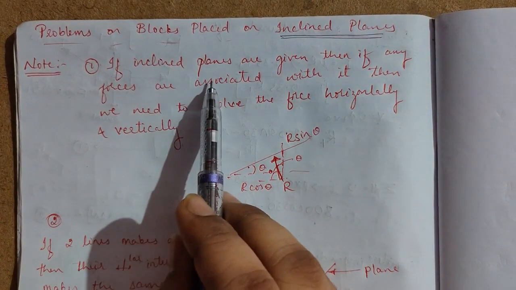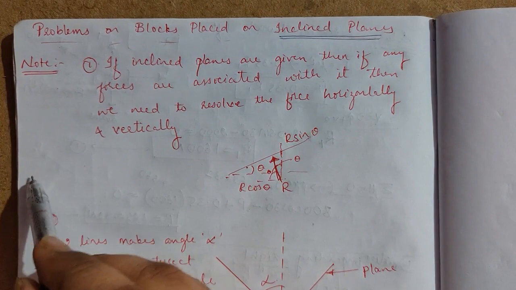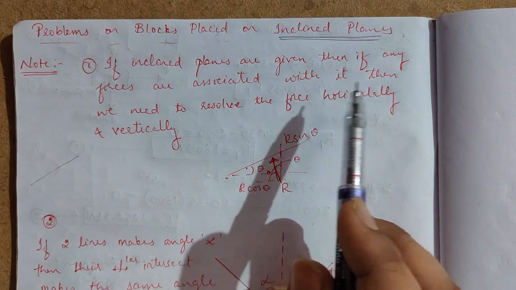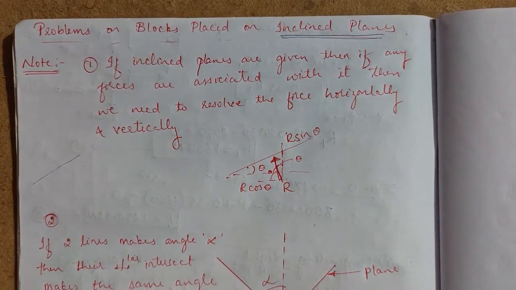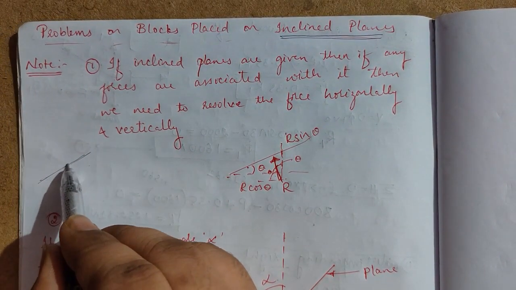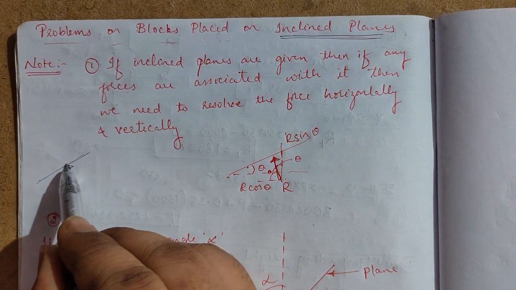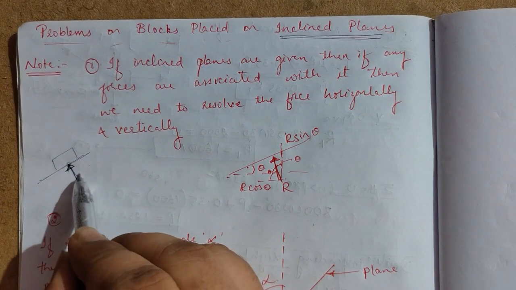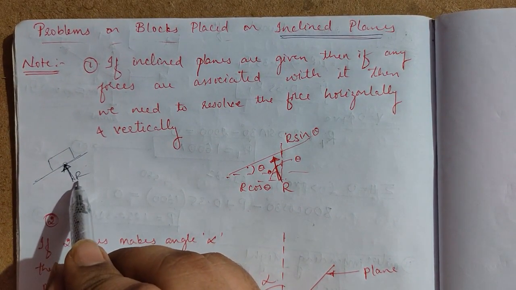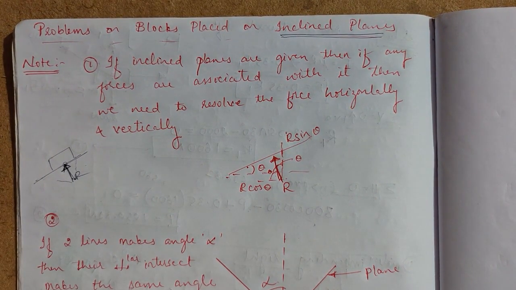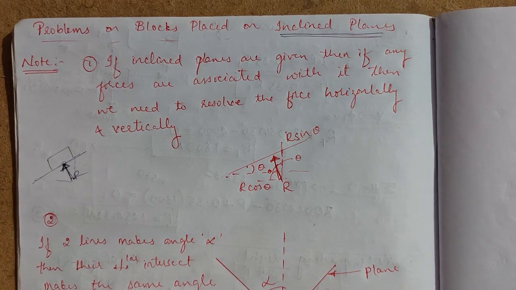If inclined planes are given, then if any forces are associated with it, we need to resolve the force horizontally and vertically. If the body is there, this contact is there, so one reaction will come. This reaction we need to resolve vertically and horizontally so that we can apply the equilibrium of forces concept.